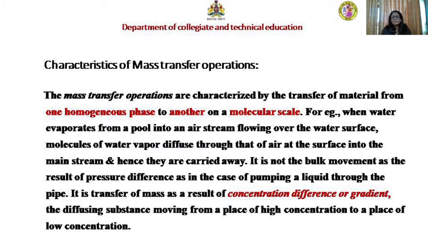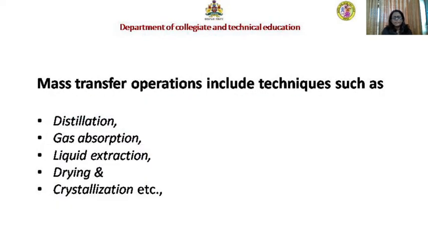So it is a transfer of mass as a result of concentration difference or gradient, the diffusing substance moving from a place of higher concentration to a place of lower concentration. So mass transfer operations include the following important techniques: distillation, absorption, liquid extraction, drying, crystallization, leaching, solid extraction, then adsorption, ion exchange. All these come under the mass transfer operations, which are very, very important for a chemical engineering student.